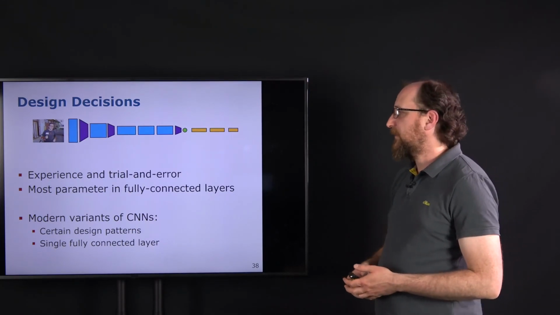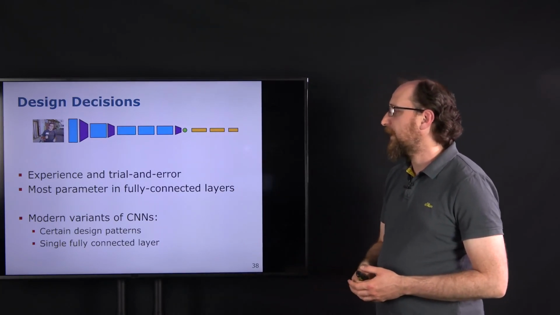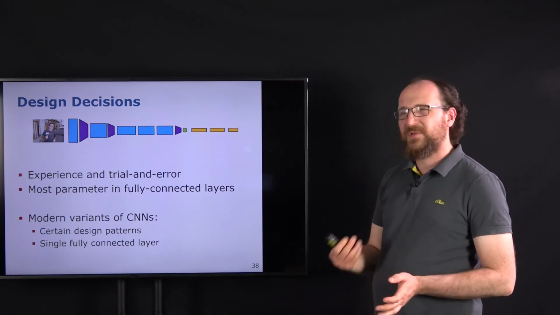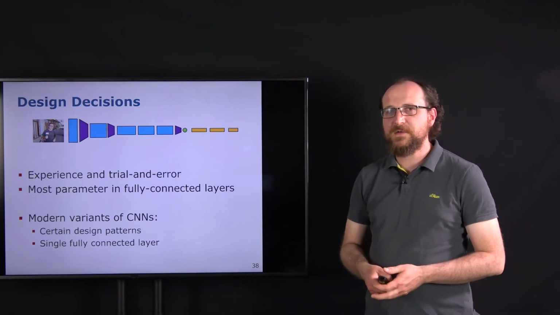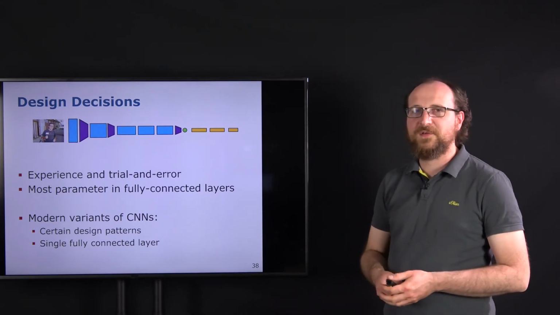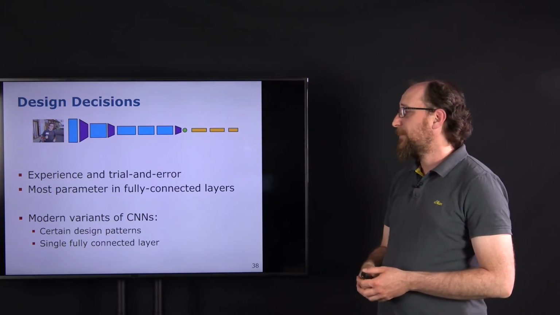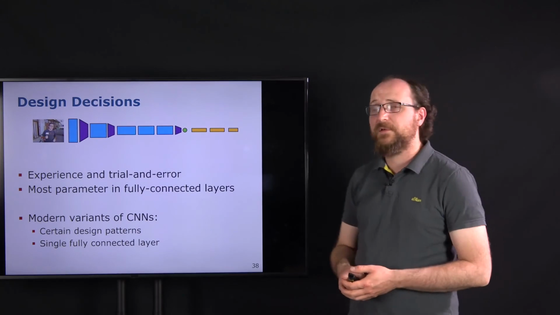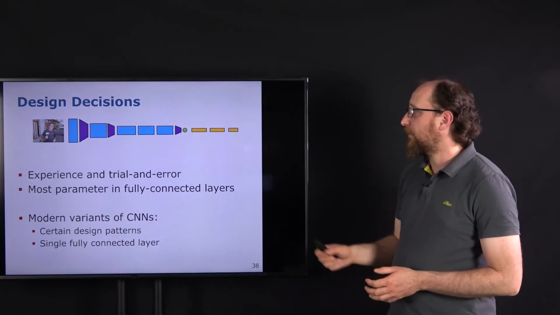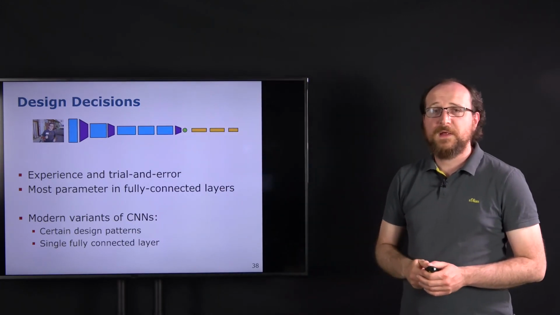And as I said, most of the parameters are spent just in the fully connected layers, and more modern variants just have certain design patterns that we will see later in the lecture, which you can take as orientation when you want to design your own convolutional neural network, but also then use only a single fully connected layer in the end. And so more of the parameters are then basically spent in the other layers before.